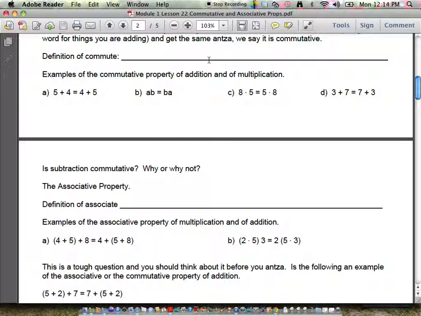Okay, is subtraction commutative? No. Can you switch the order with subtraction? You cannot do that. Well, let's try it. Let's put a minus here. What's 5 minus 4? What's 4 minus 5? Negative. Apparently, it's not commutative. Okay. Next up, associative property.